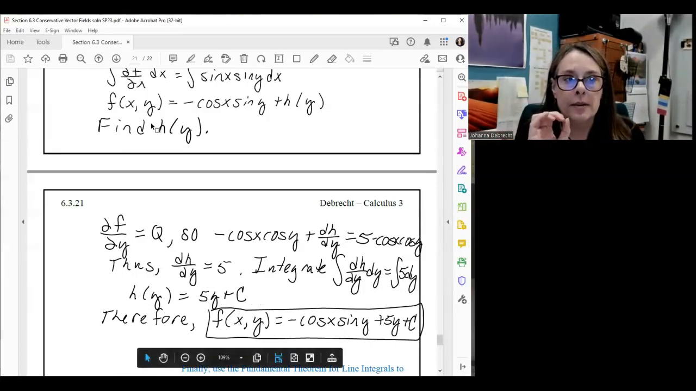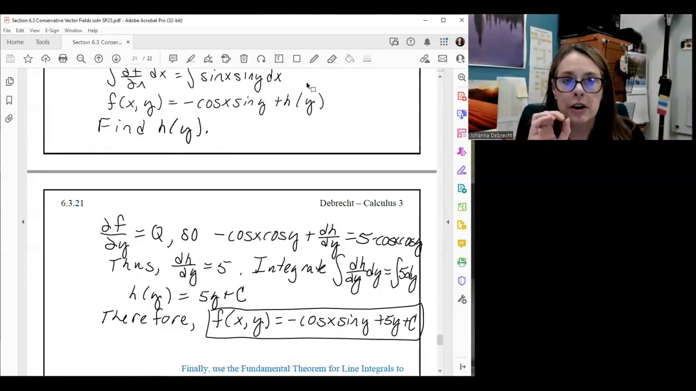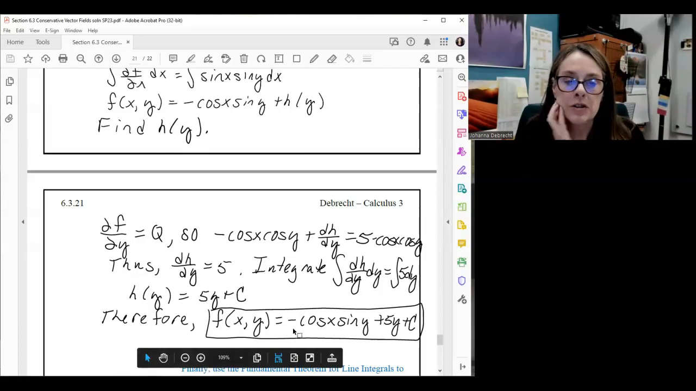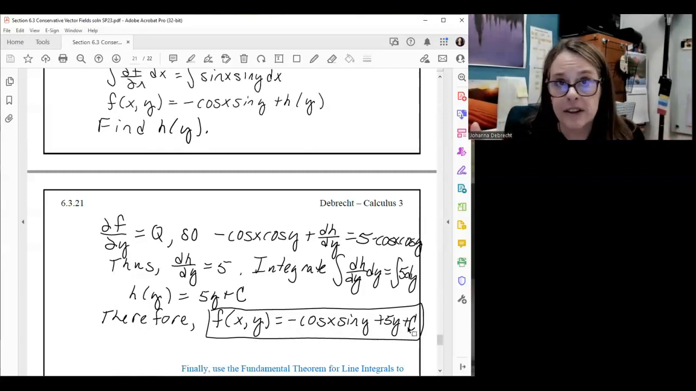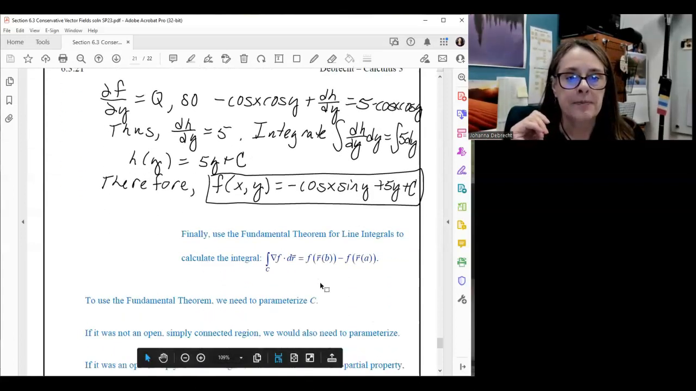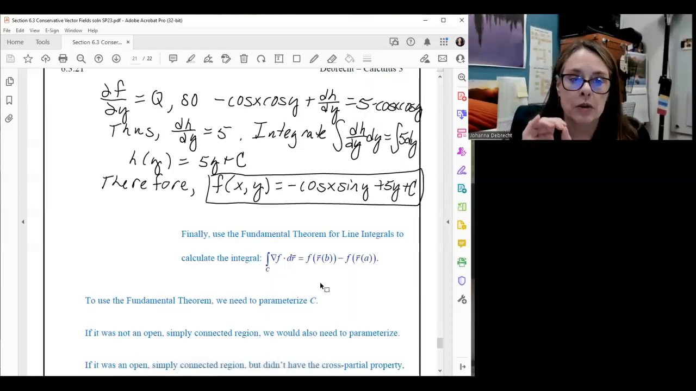So then I rewrite my potential function and substitute what I found for h of y. I get my potential function as negative cosine x sine y plus 5y plus some constant, where the constant truly this time is a constant, 5, 11, square root of 32, something like that. Okay, now we can use the fundamental theorem for line integrals in order to evaluate.